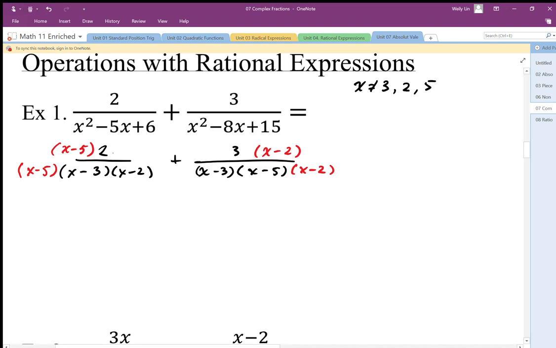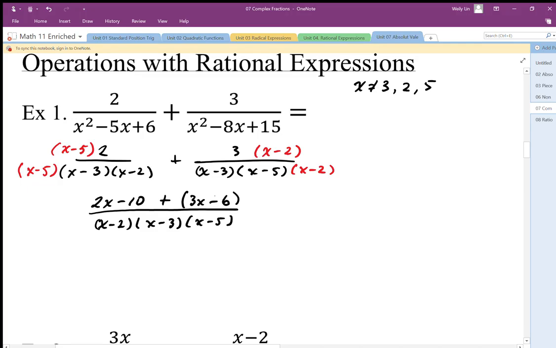So I'm going to expand out so I can combine my like terms. So I end up with 2x minus 10 plus, and I always put these in brackets because whatever signs are here, we're going to do everything on this side in the numerator up here. This is not an issue when it's plus, but when it's minus, it becomes a big issue. So when I distribute that, I'm going to end up with 3x minus 6. So then my common denominator is x minus 2, x minus 3, x minus 5.